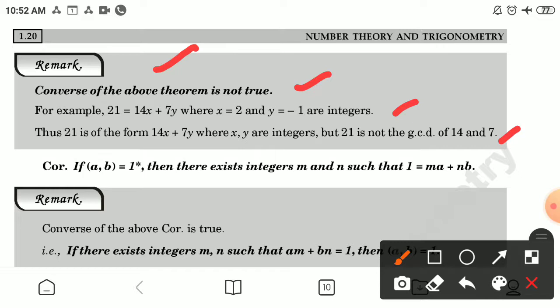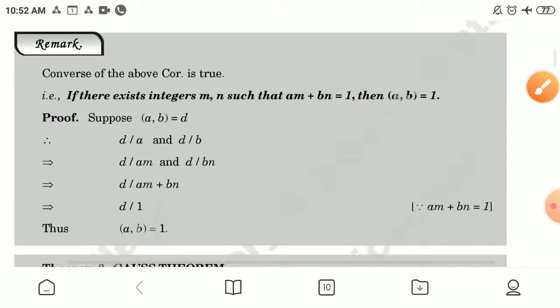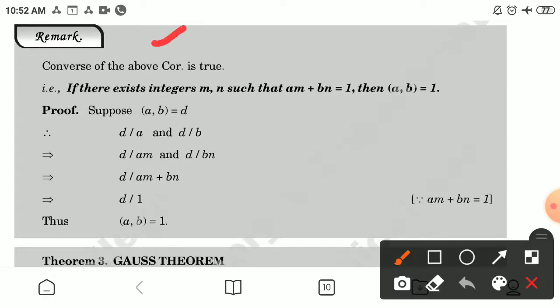Corollary: if the greatest common divisor of a and b is equal to 1, then there exist integers m and n such that 1 = ma + nb. Remark: the converse of the above corollary is true. That is, if there exist integers m and n such that am + bn = 1, then the greatest common divisor of a and b equals 1. Suppose the greatest common divisor of a and b equals d.